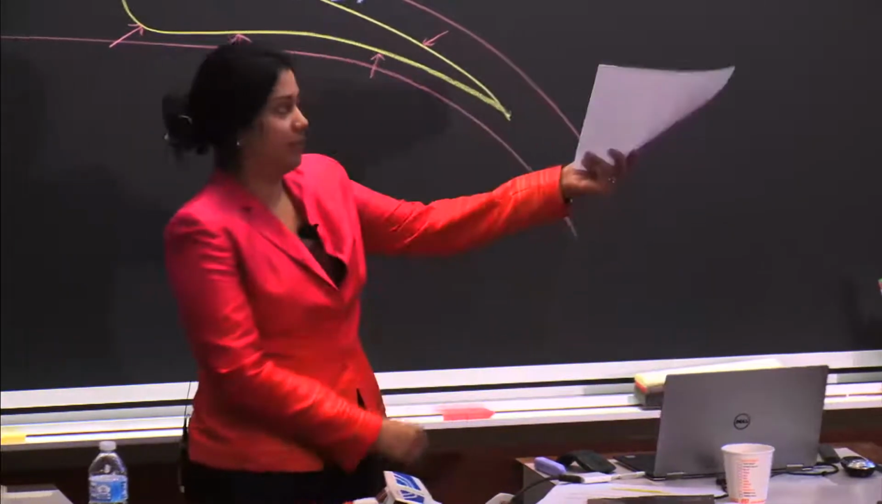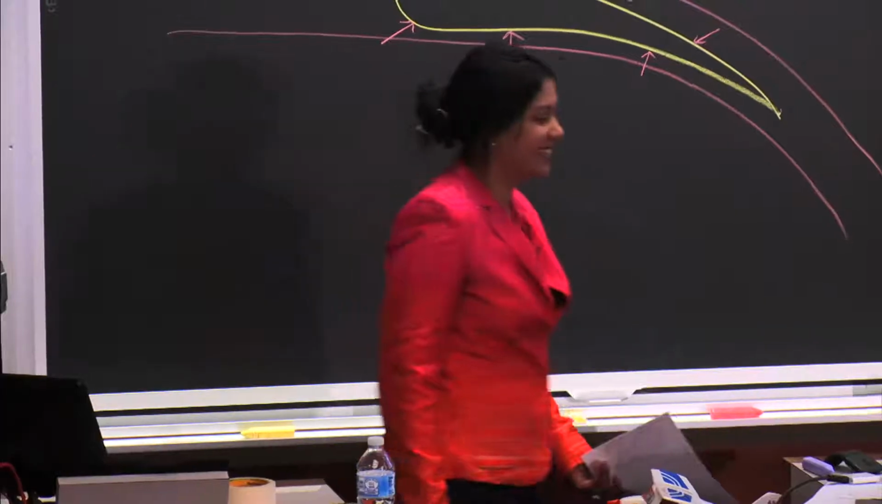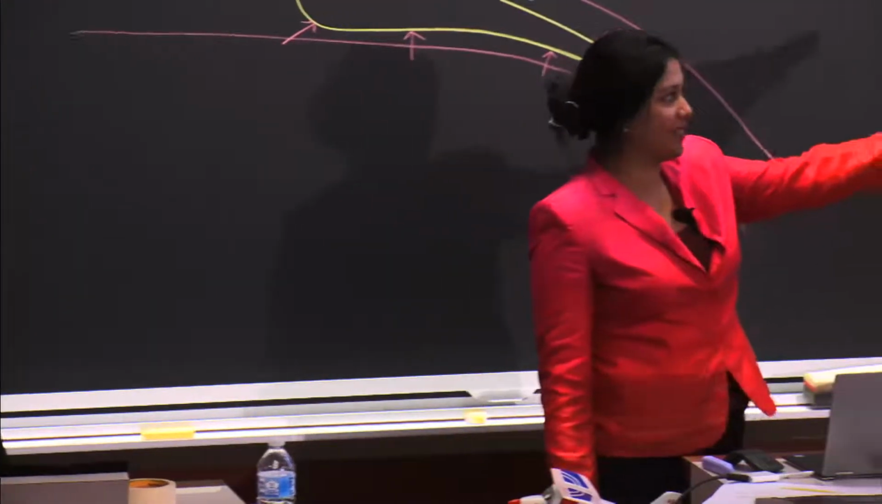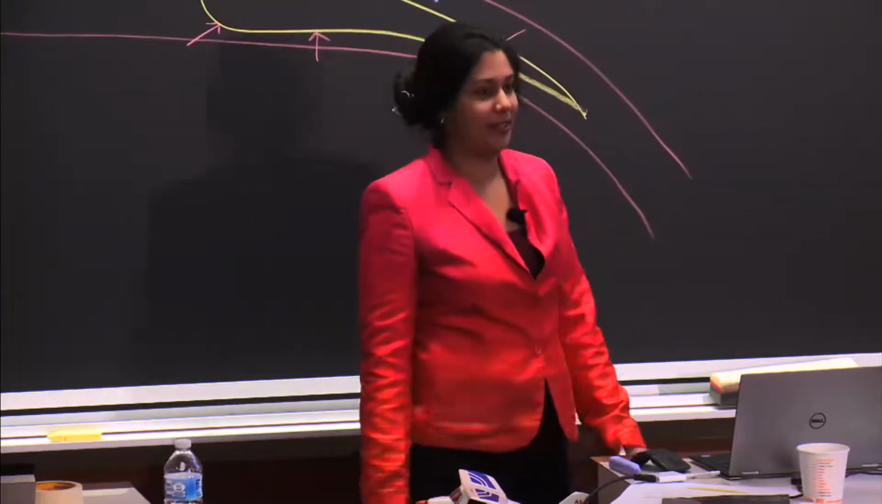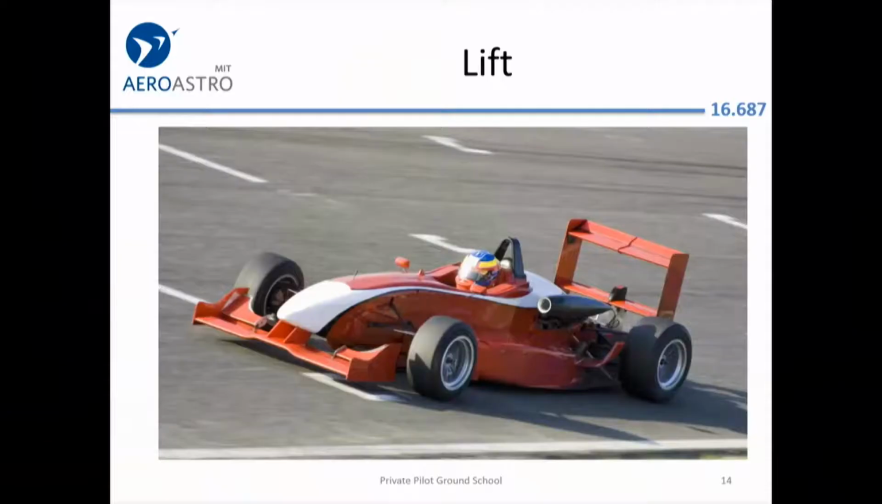So what is this a picture of? A race car. Come on, guys. I know we're in an airplane class, but okay, who can tell me what is that thing sticking up at the back of the race car? A spoiler. What's a spoiler?